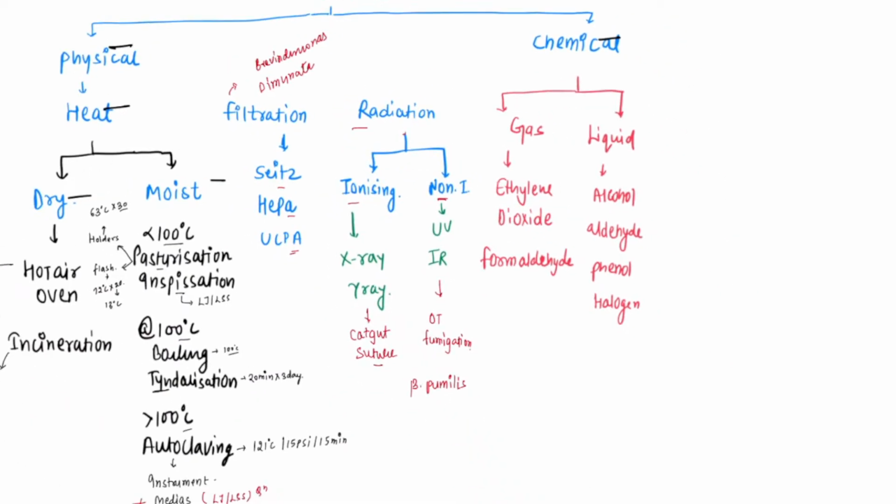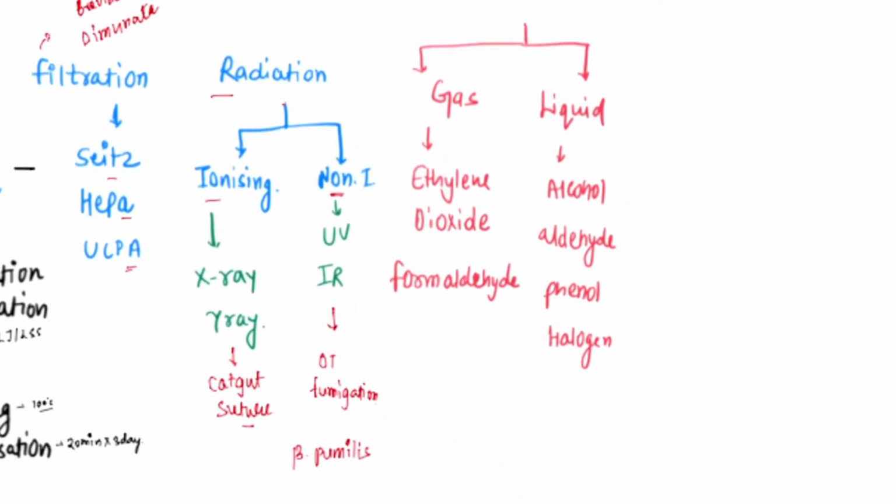Okay, lastly, we are having chemicals that you have to remember. The control for chemical will be Bacillus globigii. This much you have to remember, at least this much you must remember.